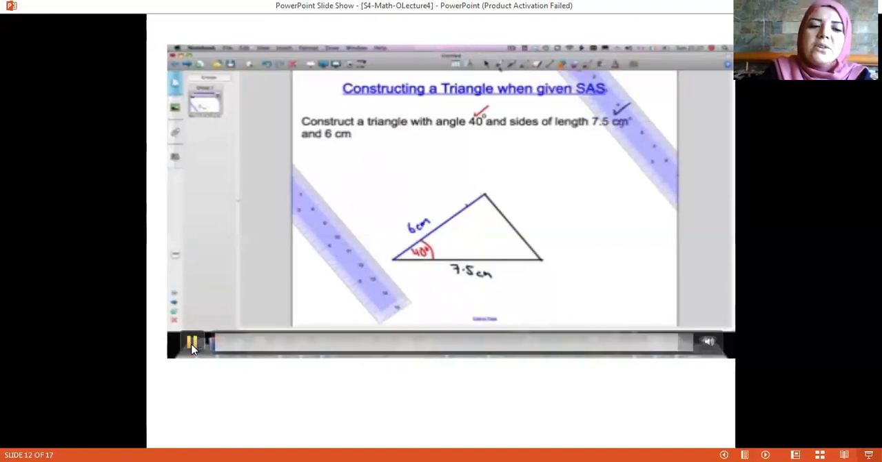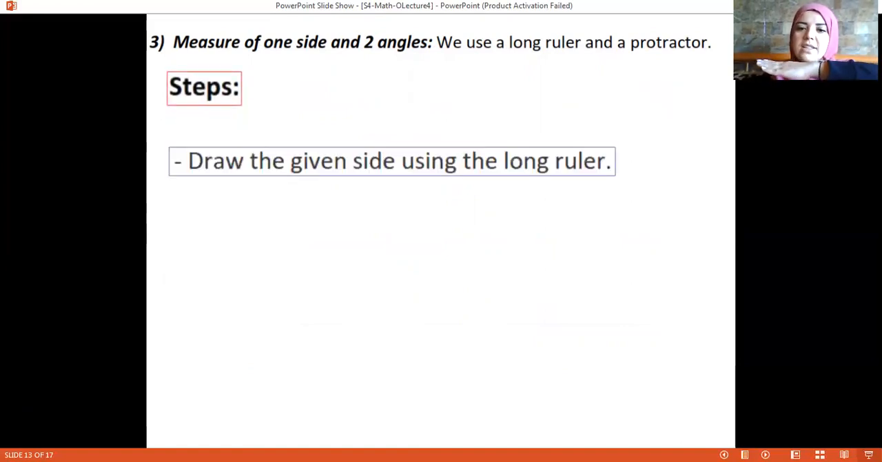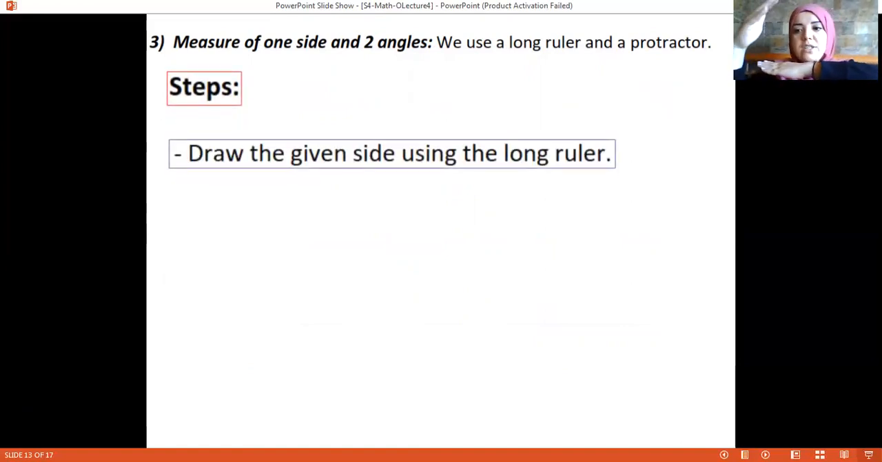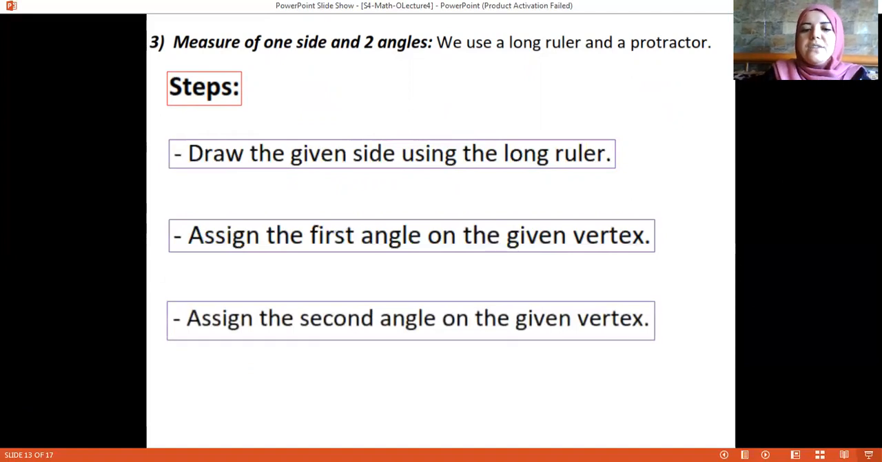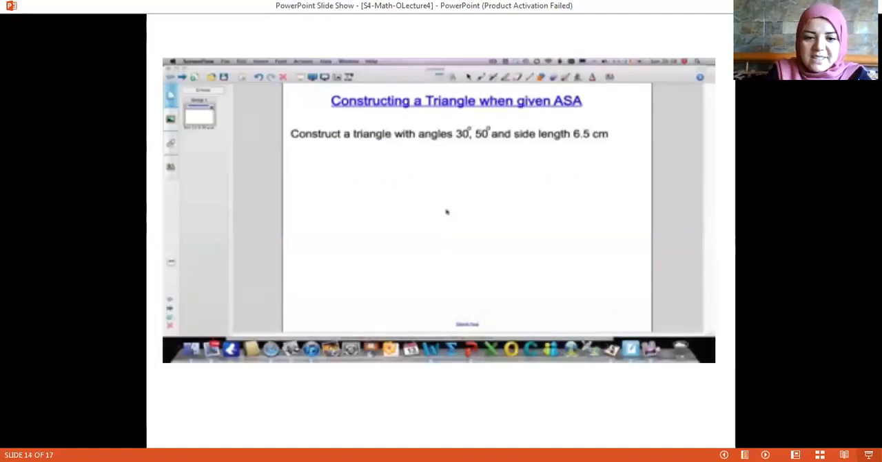Great. Now let us go for the third case, which is one side and two angles. And this is very easy, because you draw the line, you draw the angle using a protractor, and the other angle using the protractor, and the point of intersection, you just join them, and that is the vertex. And let us also watch this video. It's very easy.